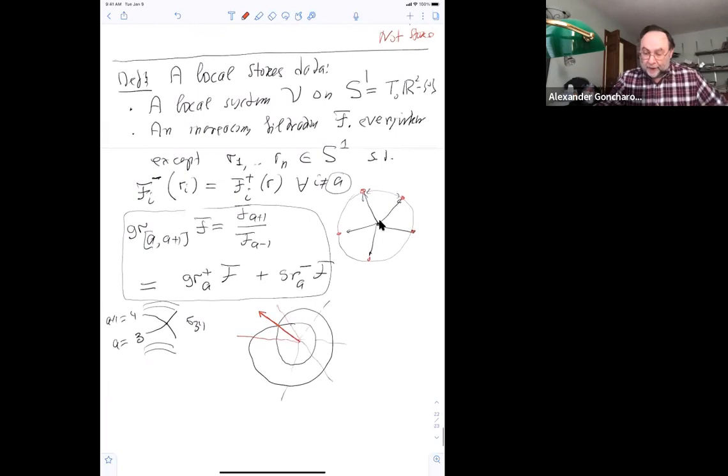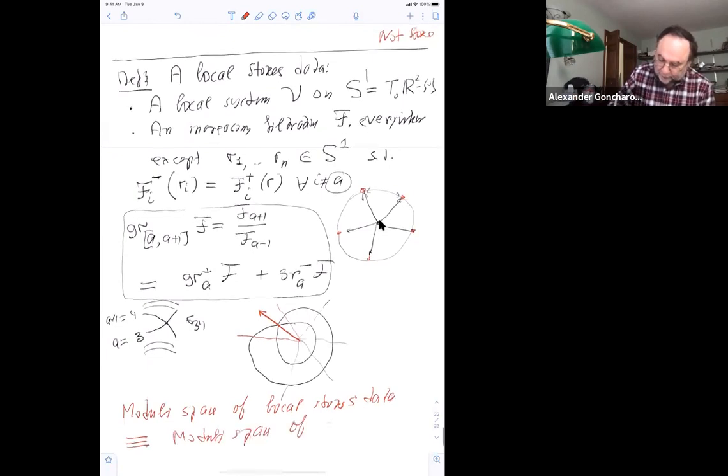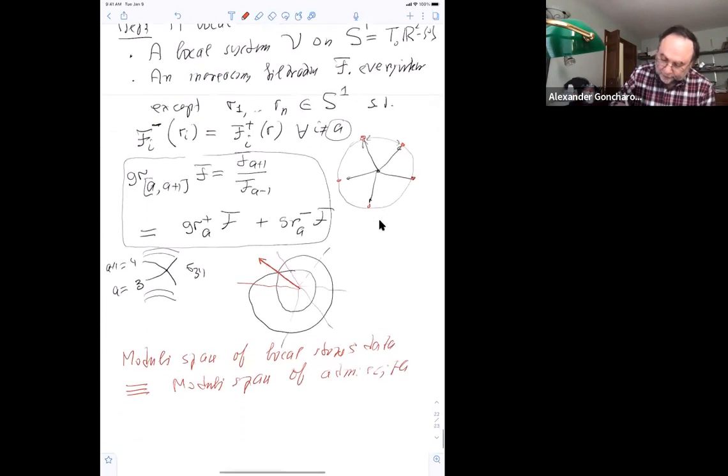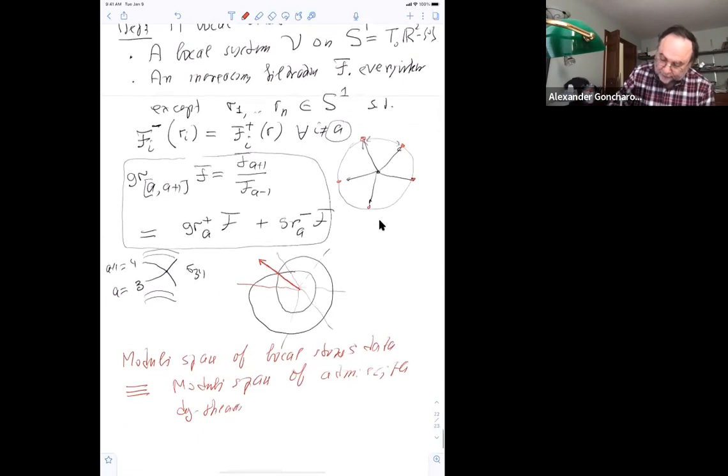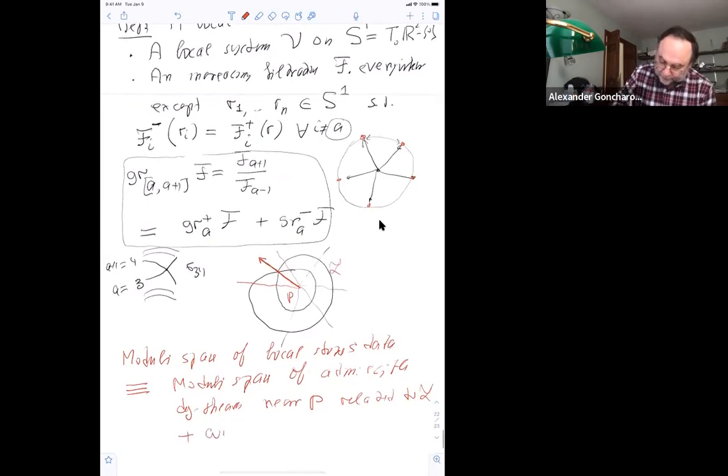And so now you immediately realize that this is the same thing: the moduli space of local Stokes data is the same thing as a moduli space of admissible DG sheaves, the actual sheaves in this case, near this puncture P, related to L. So we have to specify some L here, plus a condition, which satisfies the condition that there's 0 near P. And this is pretty much a trivial statement.